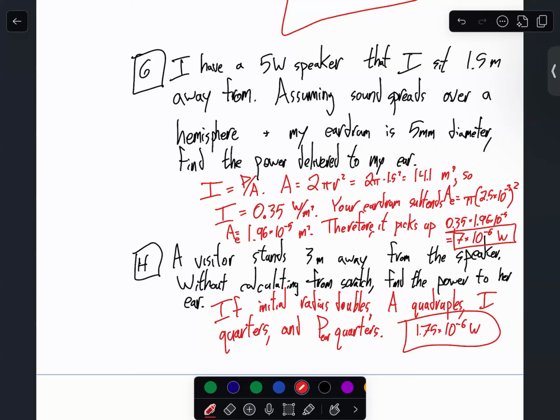And final power is just a constant eardrum area times intensity. So if I quarters, P ear quarters. I just took a quarter of 7. Bam.